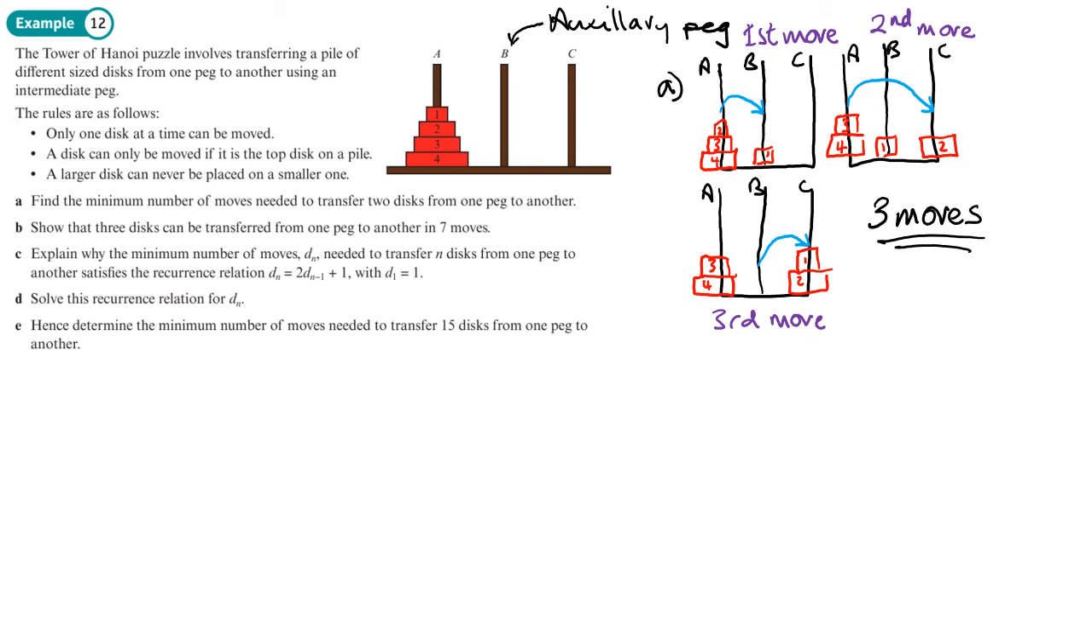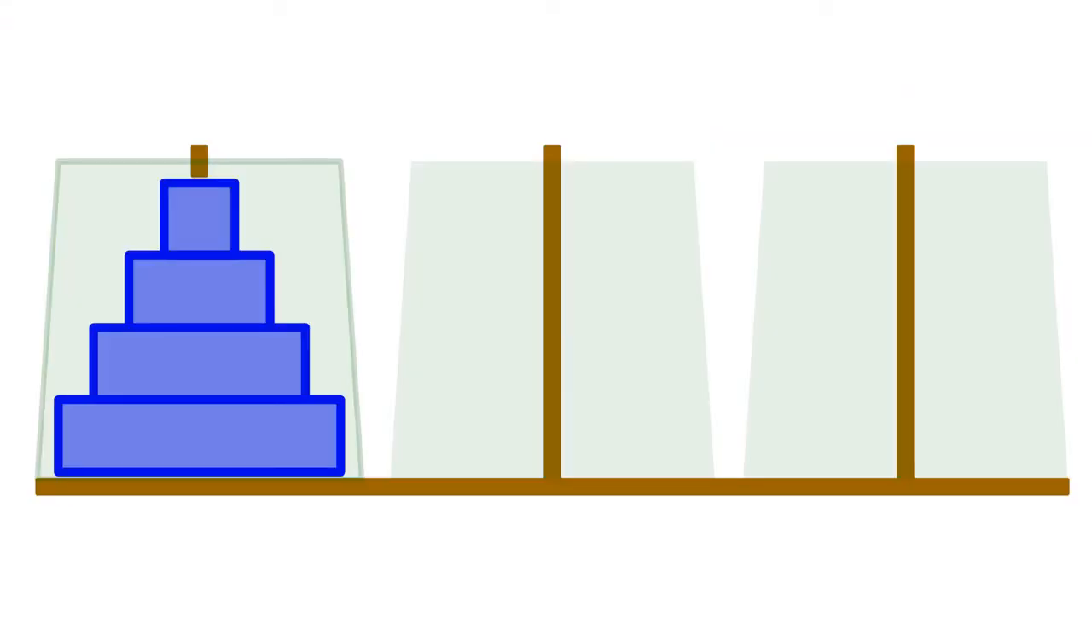Okay, now in part B we need to show that 3 discs can be transferred from one peg to another in 7 moves. So I've got a little animation to show this. So here's our starting position here with all the discs on one peg. So there's A, B and C from left to right.